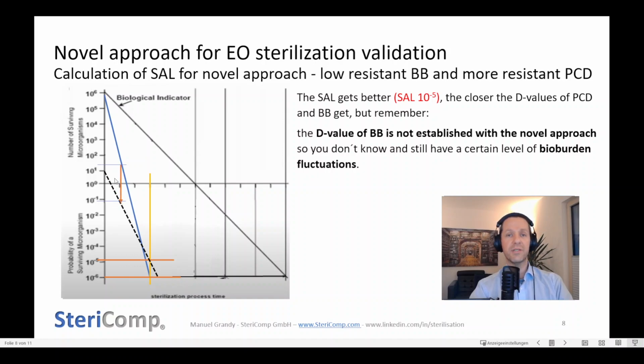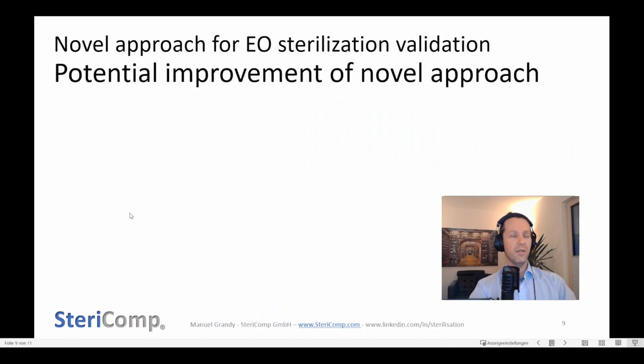Just here, an interesting thing to note. This distance here, you can establish when you show a certain number of survivors on the PCD, and this distance here you can establish somehow when you show a certain number of kills or several cycles. So that could be a way to make this statistically work. But right now, this is not at all addressed in the draft standard, which is getting us to the potential improvement of the novel approach.